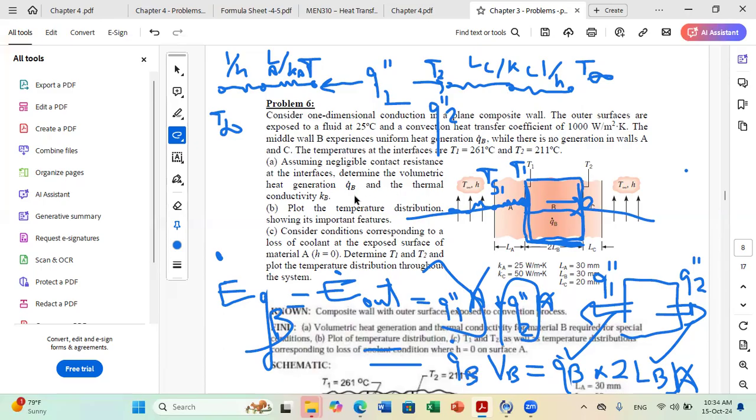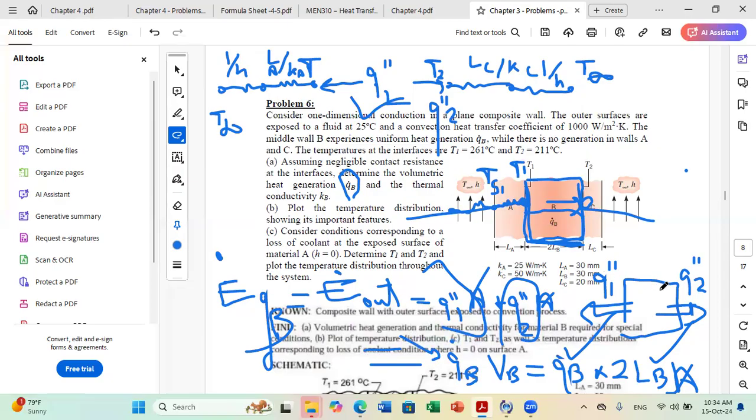Here, what was the unknown? You have Q dot B to determine. So first you get Q dot B from this equation, because you know all temperatures: T1 and T2 are given, and T infinity is given. So you can calculate from this thermal circuit Q second 1, which is T1 minus T infinity over the sum of resistances. To get Q second 2, you use the second circuit. Q second 2 is T2 minus T infinity over the sum of resistances.